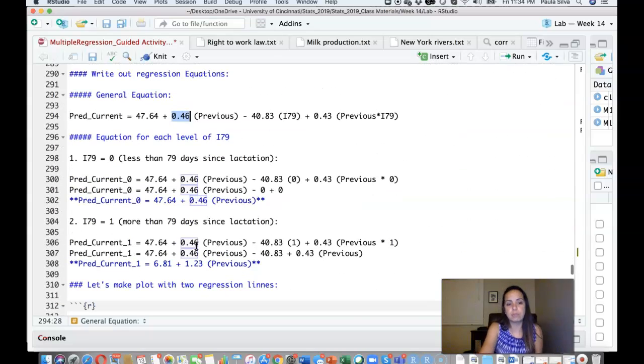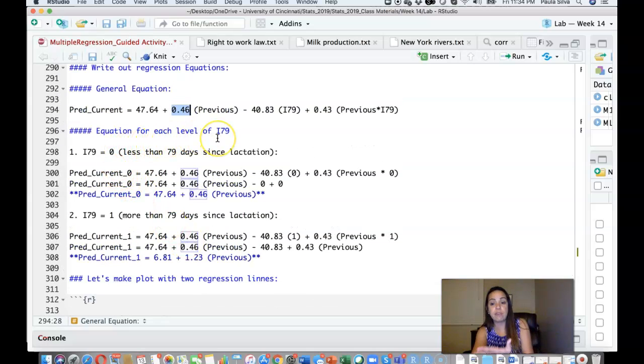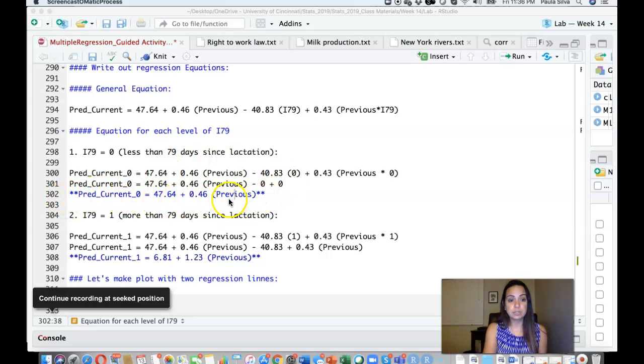Now we'll do the same exercise that we've done before. We'll create an equation for each level of I-79. When I-79 equals 0, those are cows with less than 79 days since lactation. Let's look at the influence of previous milk production on current milk production for those cows. For that, I'll have to set this one to 0 and this one here to 0. Now, 40.83 times 0 is 0, so this term disappears. The term inside parentheses will be 0, because whatever previous is, if I multiply by 0, it's 0, and then if I multiply by this coefficient, it will be 0. So these terms disappear, and here is our regression equation to predict current milk production from previous milk production for cows with less than 79 days since present lactation.